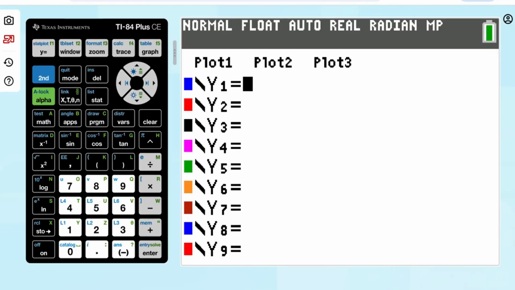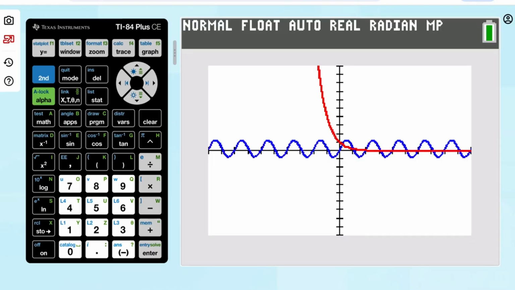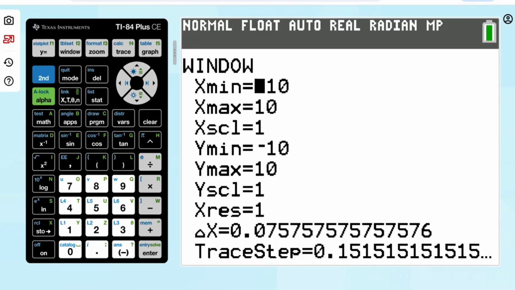So the first function was 1/4. So I'm just going to put 0.25 plus the sine of pi x. And then our other function was 4 to the power of negative x. And when we graph them, we might want to zoom in just a little bit there. I'm just going to change my window here.